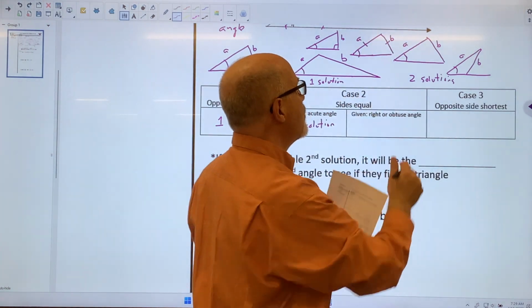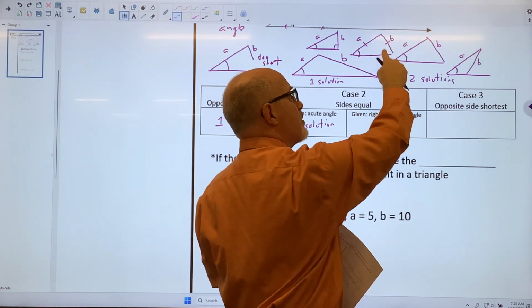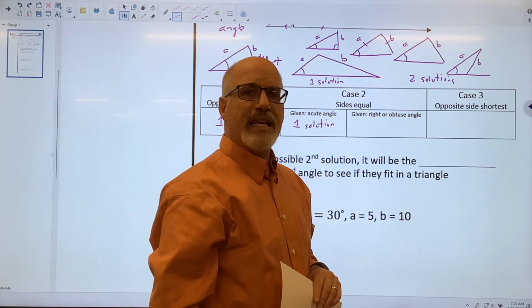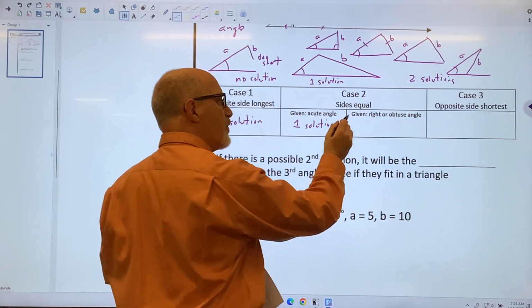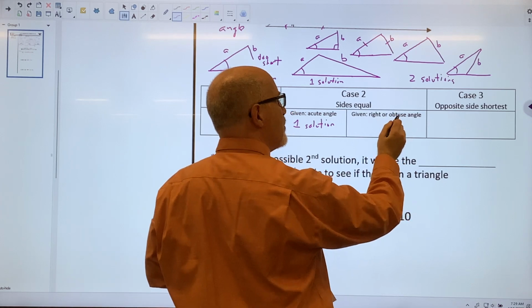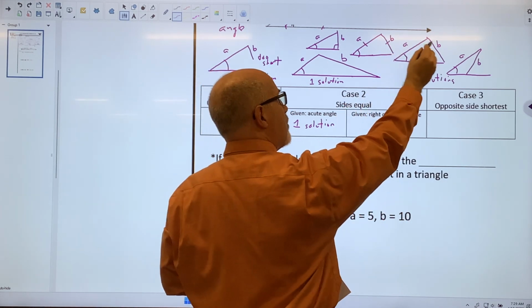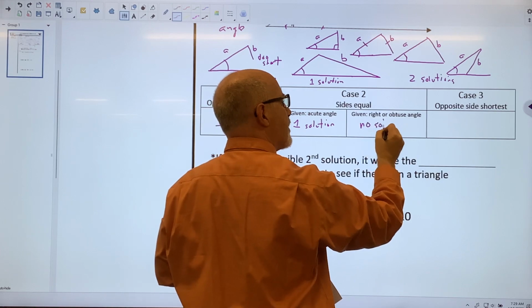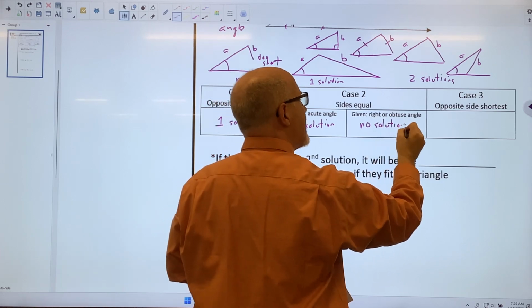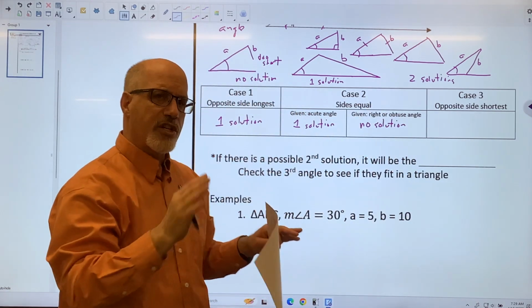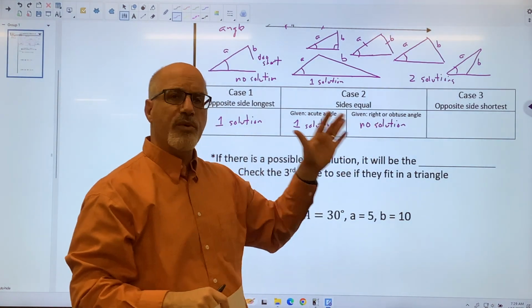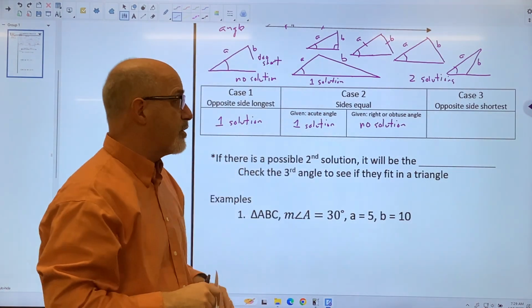Or if it's an obtuse angle, if you're given the original angle being obtuse, that B is going to be too short to actually hit the other side. So if you're given either a right angle or an obtuse angle and the two sides are equal, these two, you're going to have no solution. That's a possibility. Now these become self-evident just from the information given to you. So these you can just work through, use the law of sines, and you'll get your solution.